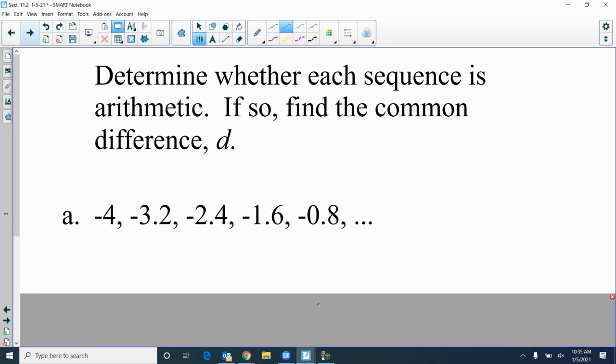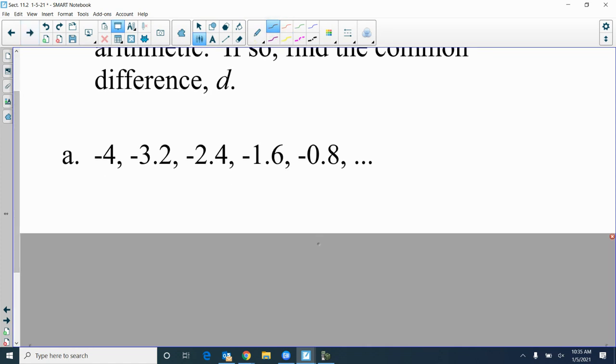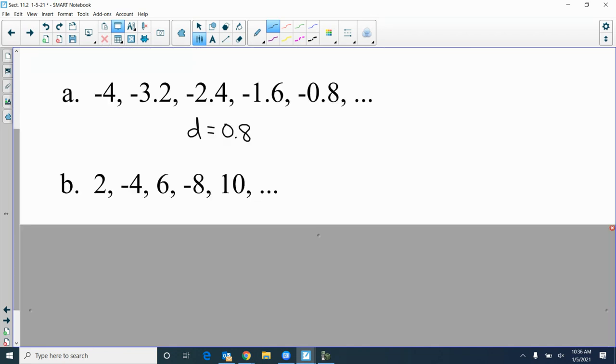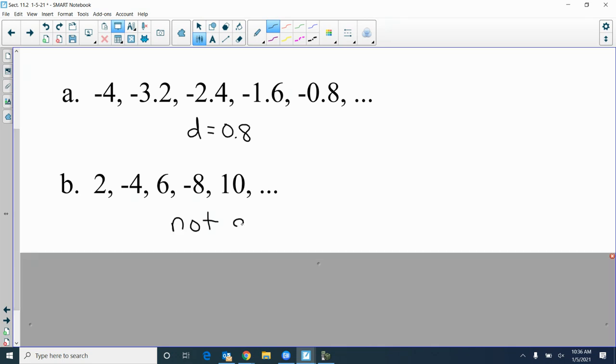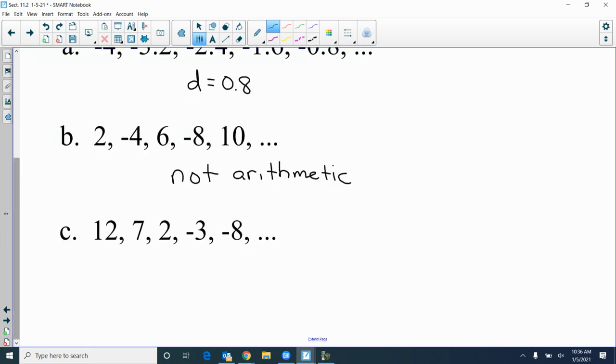All right, Tyler, what's D for the first one? 0.8. Okay, good. For the second one, is that arithmetic? Does that go up or down? Is it arithmetic? No, not arithmetic. Good. And Emily, how about the third one? Is it arithmetic? Yes. What's D? -5. Good. If it's going down, decreasing, D has to be negative. Okay, so that's just identifying them.